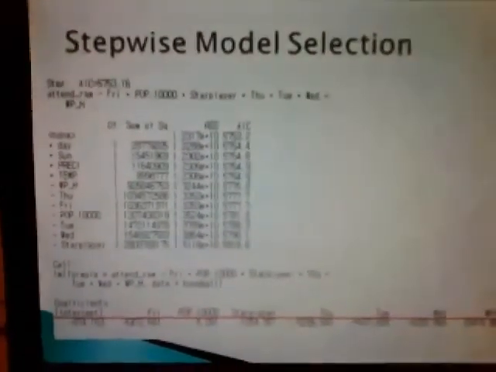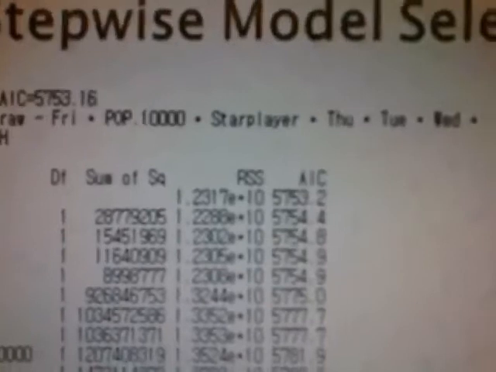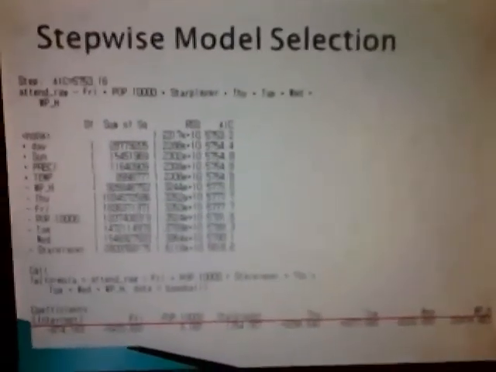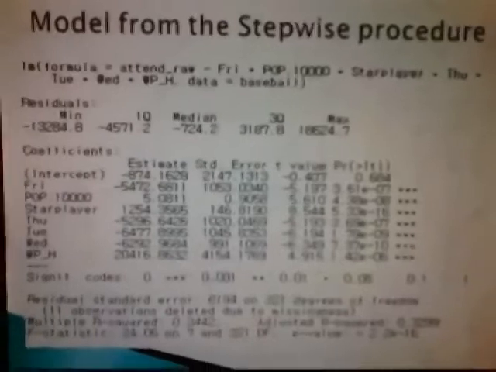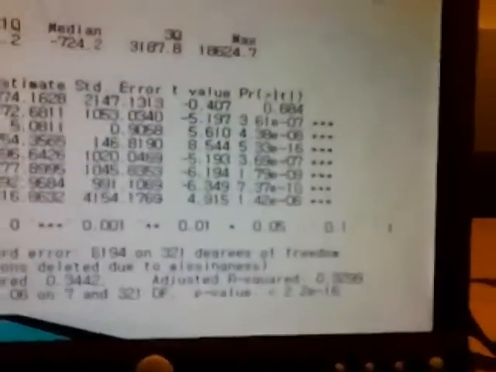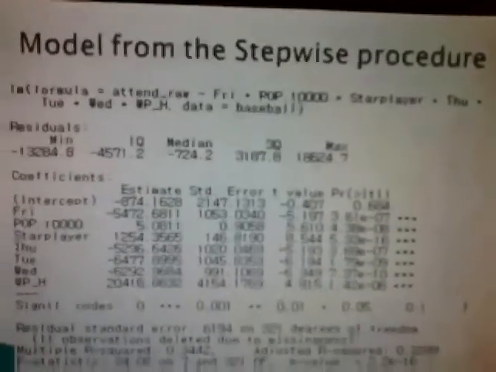Then we use stepwise to select the parameters which are more suitable for our model. From this we can see that we select 7 parameters: first is Friday, second is population divided by 10,000, and star player, Thursday, Tuesday, Wednesday, WPH. And this is the model from our stepwise procedure.